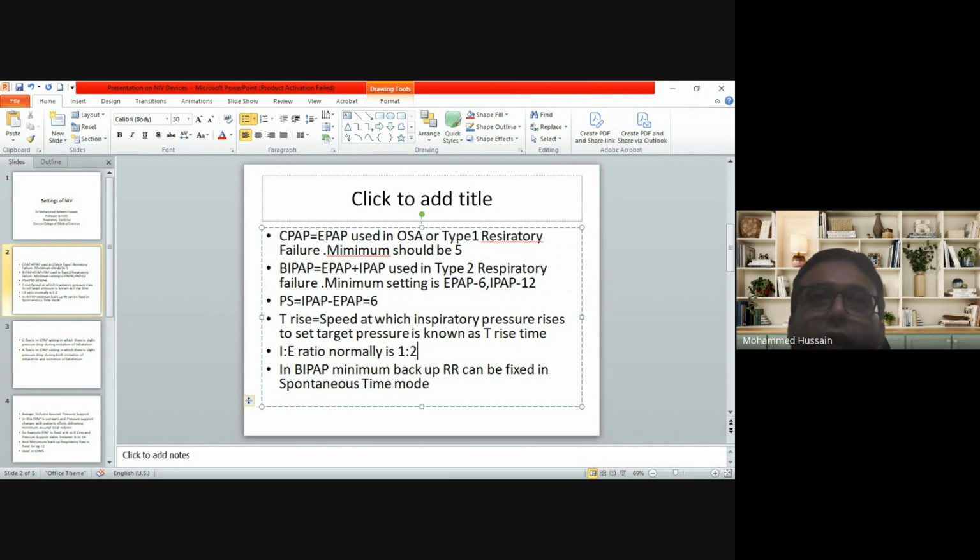And one more thing, in BiPAP, you can give a fixed backup rate. Suppose the patient is not breathing properly, so the machine will deliver breaths with pressures. So this is called spontaneous timed mode. What is the advantage? I will tell you later in my later slides.